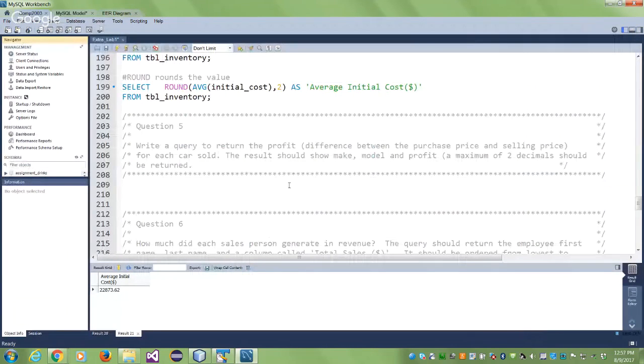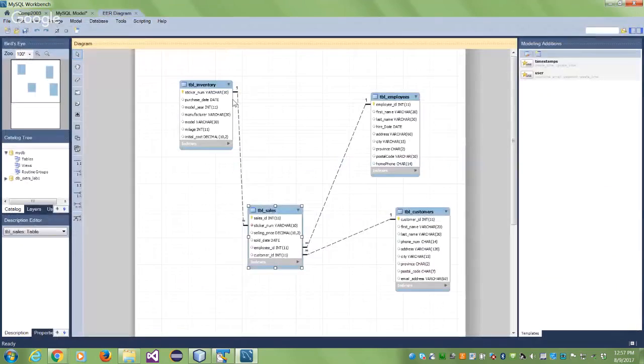Write a query to return the profit difference between the purchase price and selling price. Now the profit can also be negative, though usually not. But anyway, for each car sold, the result should show make, model, and profit. A maximum of 2 decimal places should be returned. You know what? It won't create problem in our case anyway, because all our values, we created it correctly. All our year, notice 10,2, 10,2. So how will we have an answer which is more than 2 places of decimal?